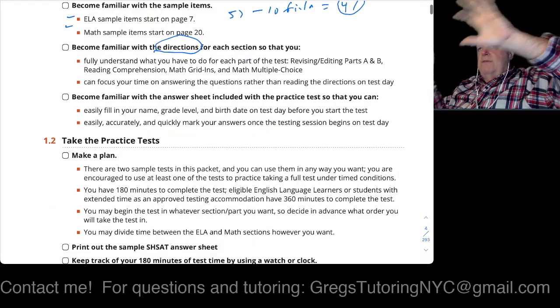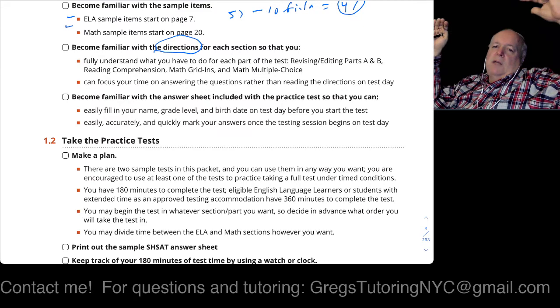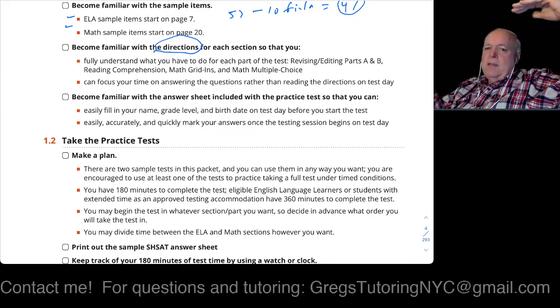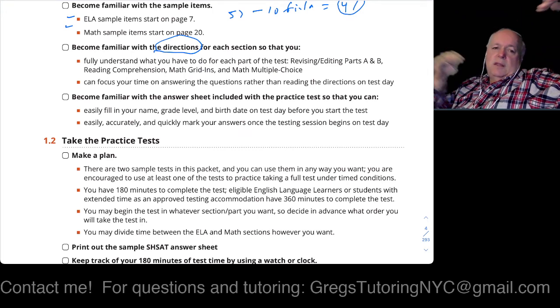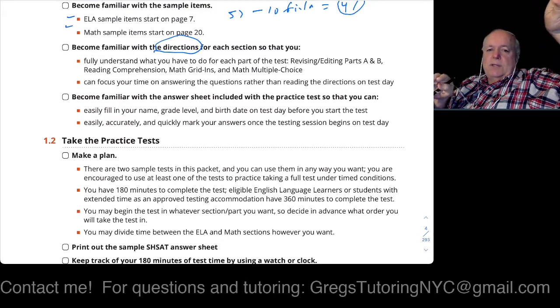There are 5 formal parts to the SHSAT. There are 2 high-level ones, which are the math versus the ELA. The math is split into grid-ins, where they don't give you choices and you have to figure out the answer yourself, and multiple choice. The math is 5 grid-ins, and the multiple choice gives you 4 choices. It used to be 5. They give you 4 choices that you have to work with. The ELA is split up into revising, editing, and reading comprehension.